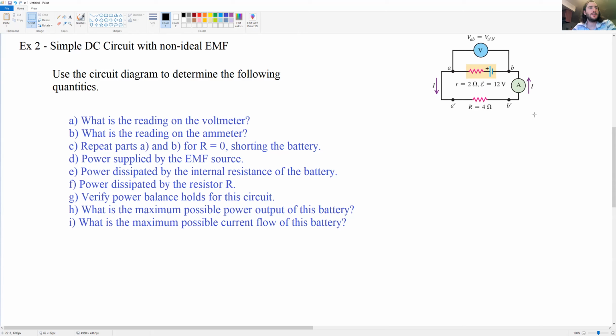So nobody's giving me any kind of input here. Do you guys not understand how the meters work? You have to let me know.